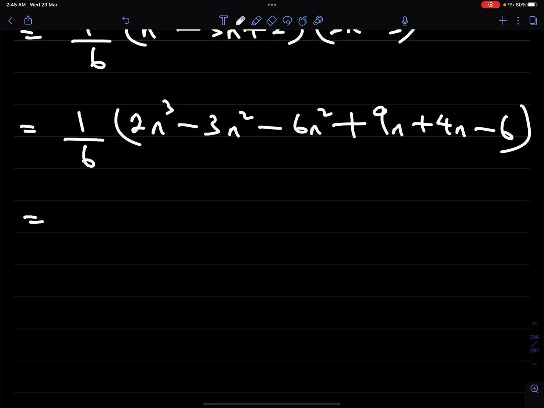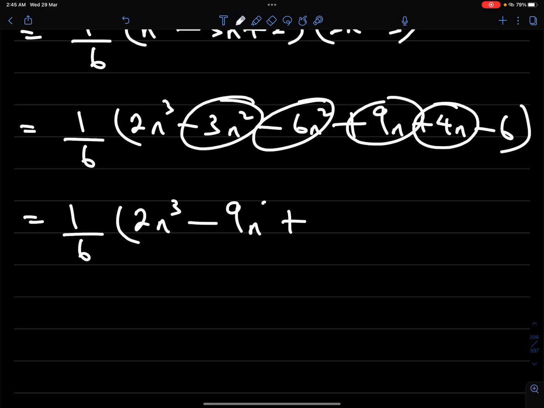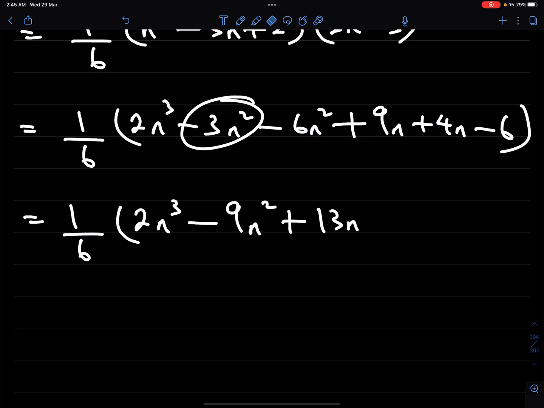So the final answer is going to be 1 over 6 into bracket 2n cubed minus 3n squared minus 6n squared is minus 9n squared. 9n plus 4n is 13n. This is minus 9n squared plus 13n minus 6. And that's it, very, very simply.